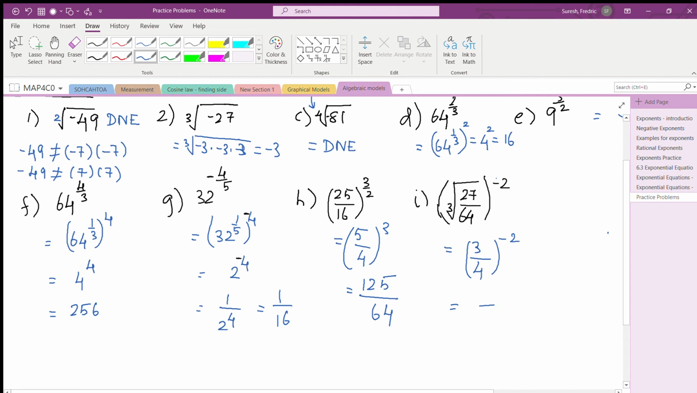So we have the 3, and when you square the 3, we have a 9. Because it's negative, it's no longer in the numerator, it goes to the denominator. You have a 4, and you have 4 to the power of 2 there, that is 16. The denominator now goes to the numerator, and that becomes 16 over 9.